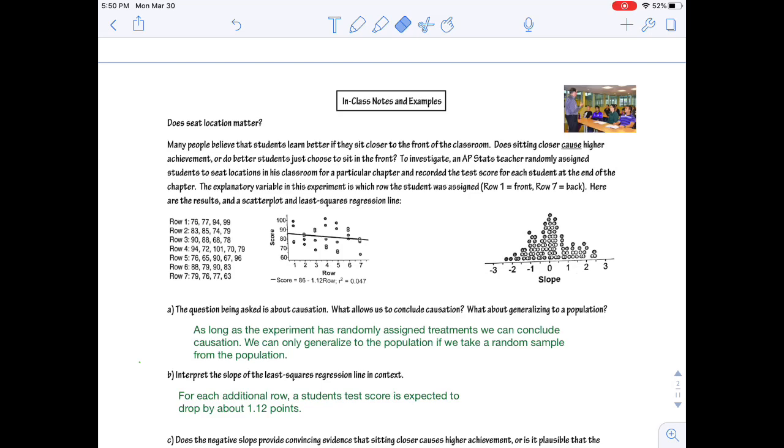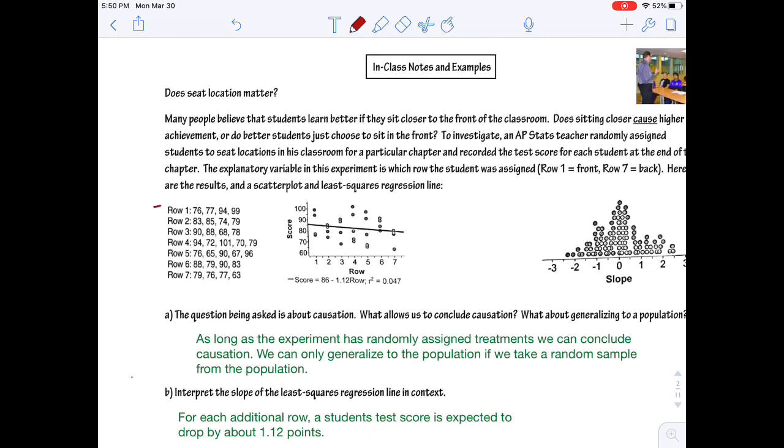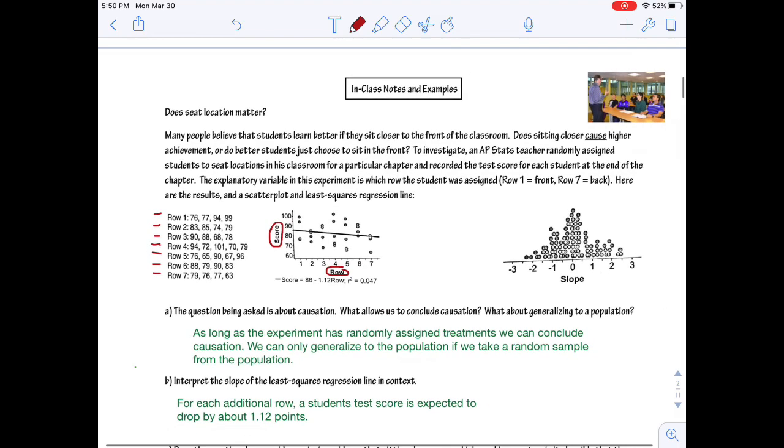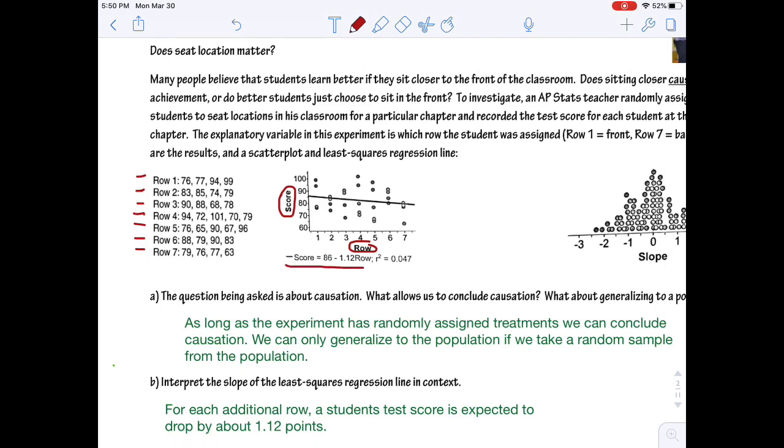So here are the results. You'll notice those sitting in the first row scores, second row, third, fourth, and so forth. Okay, we look at our scatter plot here. Your row that you're sitting on was your explanatory. The score is your response. And we're looking at that relationship there. You can see they give us an equation right here. They say the score, remember this is your predicted score, you can put your little hat on top there, is equal to 86 minus 1.12 times the row. So that means that 86 is your intercept. That negative 1.12 is our slope.